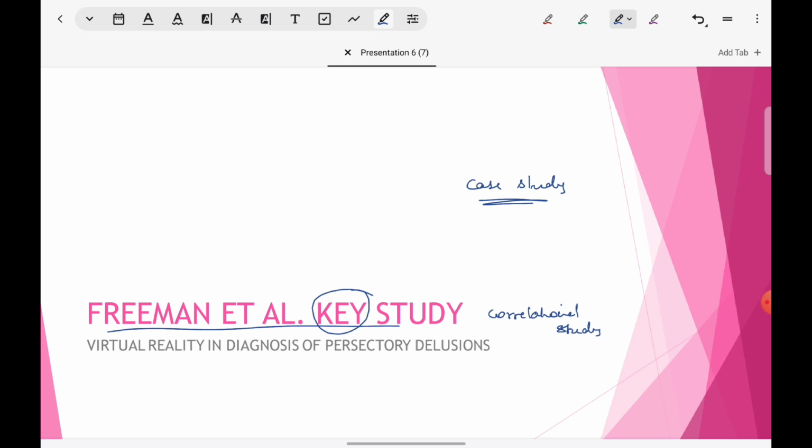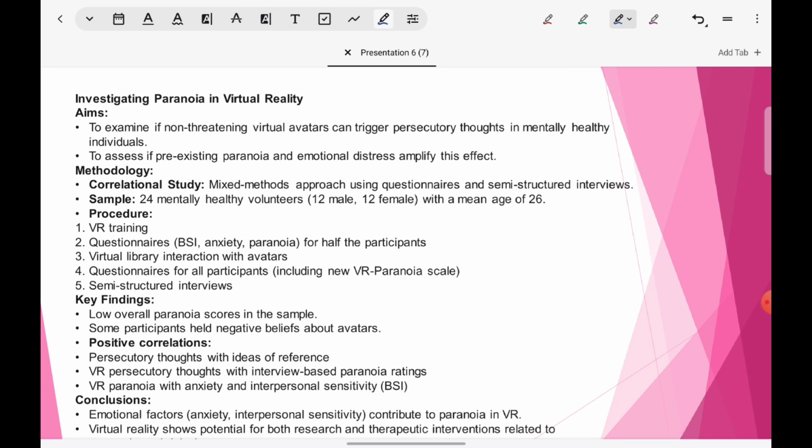Okay, in this study, researchers were looking at one specific symptom of schizophrenia, which is persecutory ideation. So let's come to it. We have to know this study thoroughly. A lot of details are not there on this slide, which are there on the textbook, and you have to learn from there. One aim of this study was to see whether mentally healthy people can experience persecutory thoughts in response to non-threatening virtual avatars.